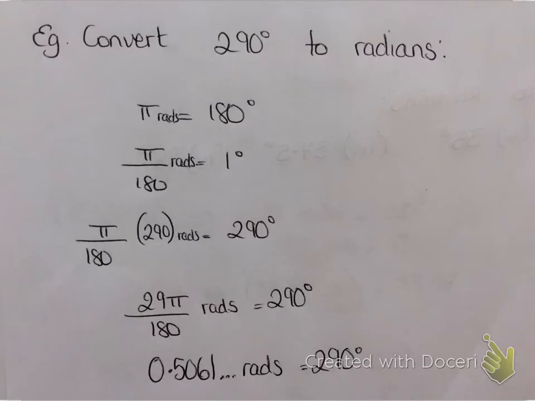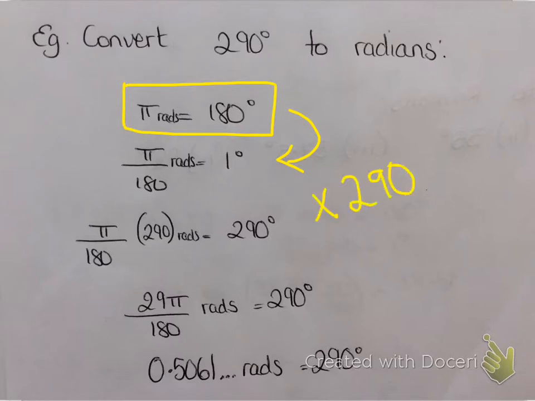Convert 290 degrees into radians. So again, your starting point, pi rads is equivalent to 180 degrees. So I want to convert degrees into radians. Well then I need to know what 1 degree is equivalent to. So divide both sides by 180, and that will give you what 1 degree is equivalent to in radians. So if 1 degree is pi over 180, in order to get what 290 degrees is, multiply both sides by 290.